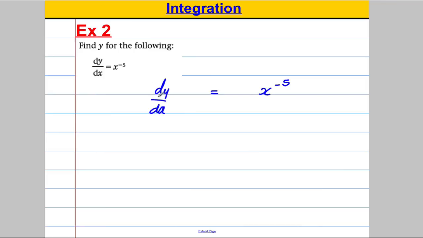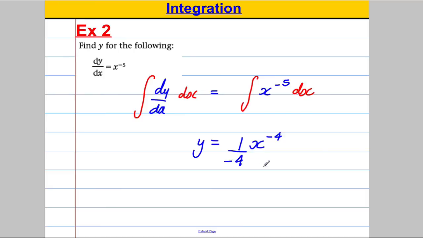To get my y back, I'm going to integrate this side with respect to x. I'm always going to get y on this side. And on this side, increase the power by 1. So I'm going to have x to the power of negative 4 and divide by negative 4. Now there's a hidden 1 there. And don't forget my constant of integration, plus c.